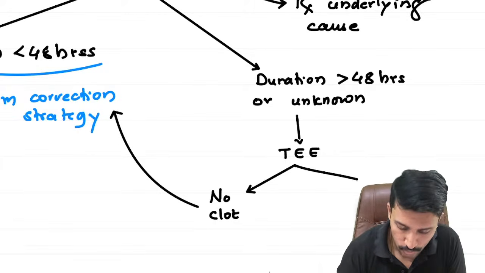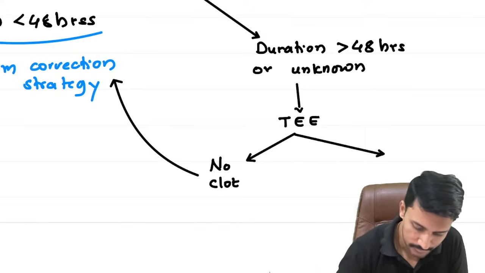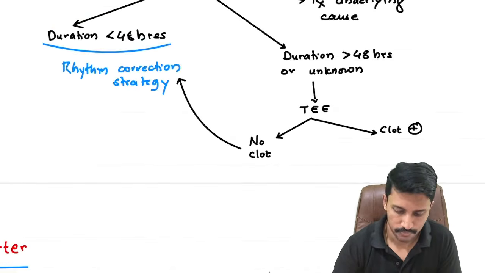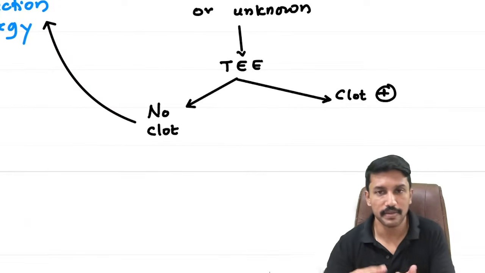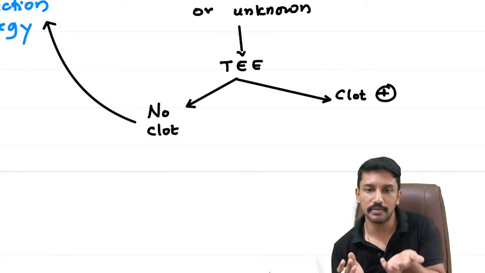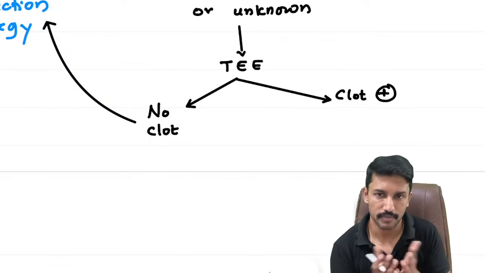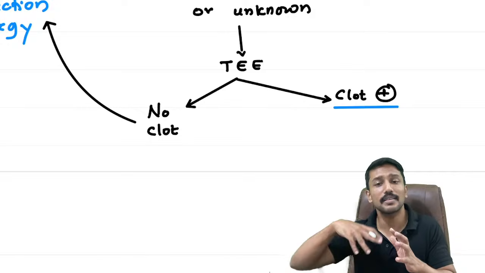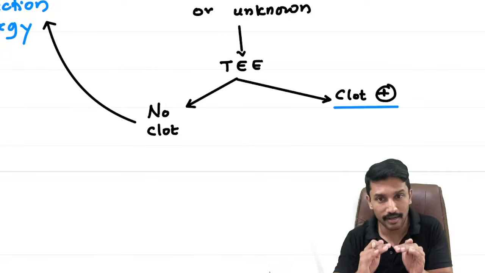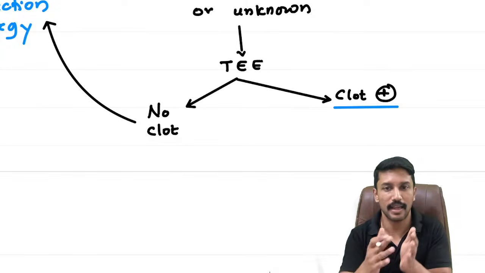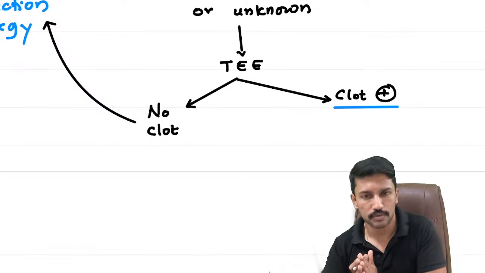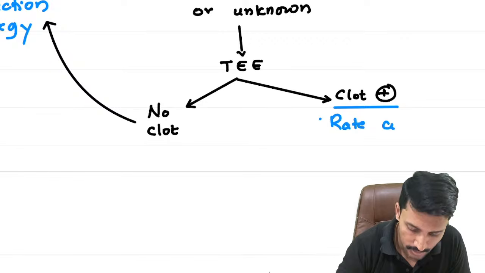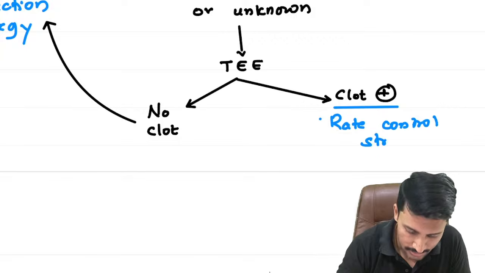But if the transesophageal echo shows that there is a clot present, then what should I do? Because this clot can now embolize if I convert the rhythm to sinus. But if I leave it like that, the patient will develop tachycardiomyopathy, right? So what can I do? Our solution for this problem is, number one, I do not convert the rhythm to sinus, but I will keep the ventricular rate reduced so that the tachycardiomyopathy risk is reduced. This strategy we will call the rate control strategy.